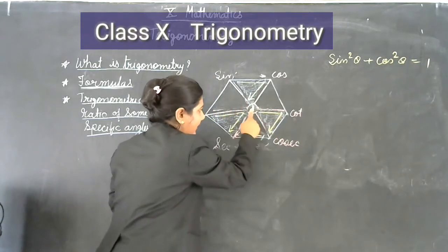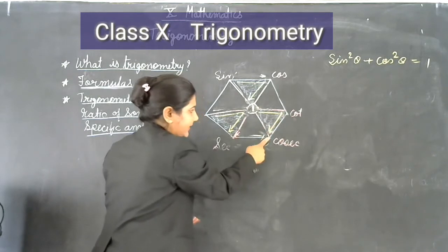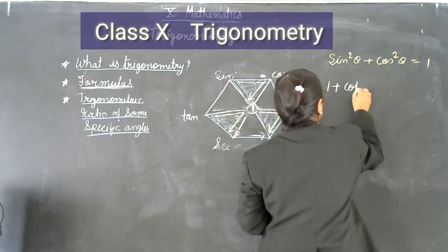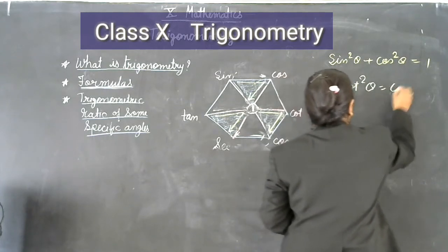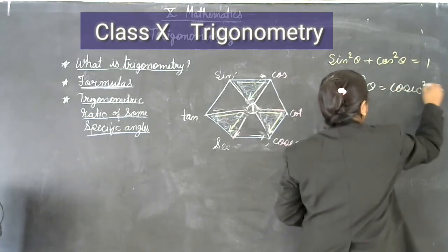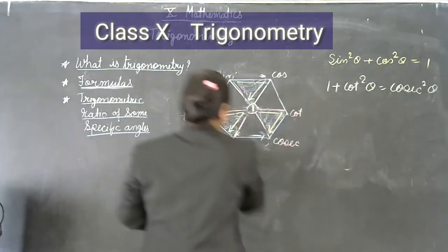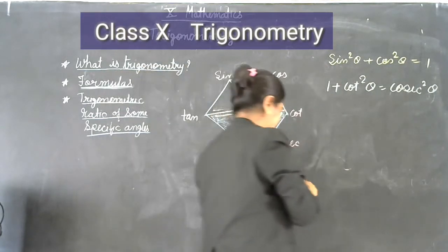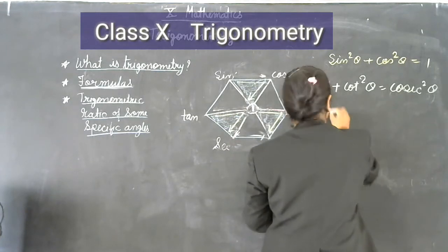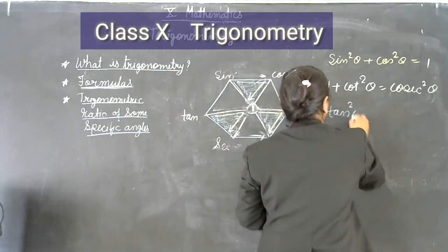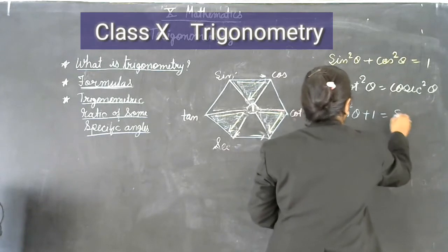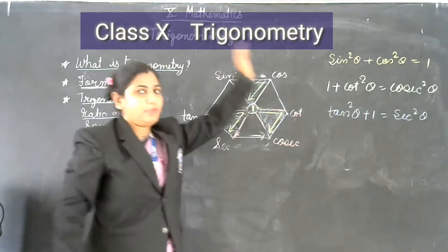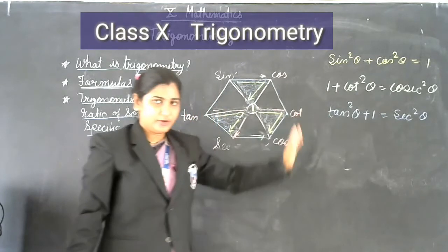And in this triangle, 1 plus cot square theta equals cosec square theta. And here tan square theta plus 1 equals sec square theta. These are the very important identities of trigonometry.